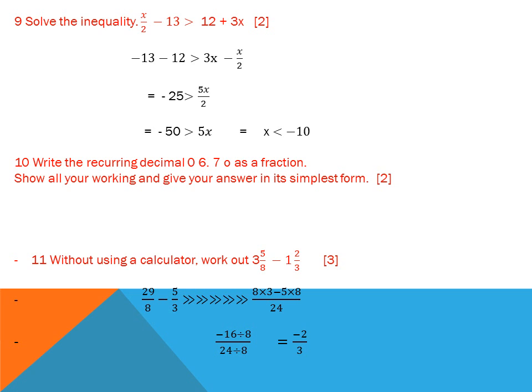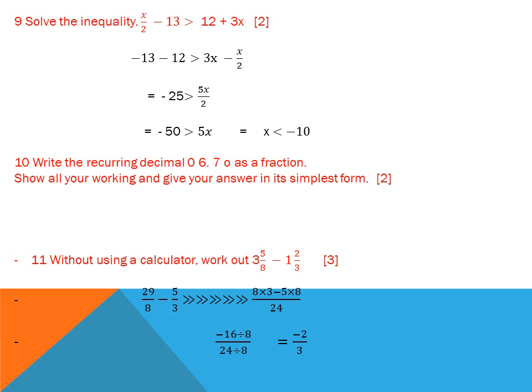Question number 11. Without using a calculator, work out 3 whole 5 by 8 minus 1 whole 2 by 3. First we multiply 8 by 3, then add 5, so it becomes 29 over 8. The other mixed number is 3 multiplied by 1, which is 3, and then add 2, so it becomes 5 by 3. Then take the LCM of 8 and 3, which is 24. We should multiply 29 by 3 and 5 by 8, and finally we find minus 16 over 24.